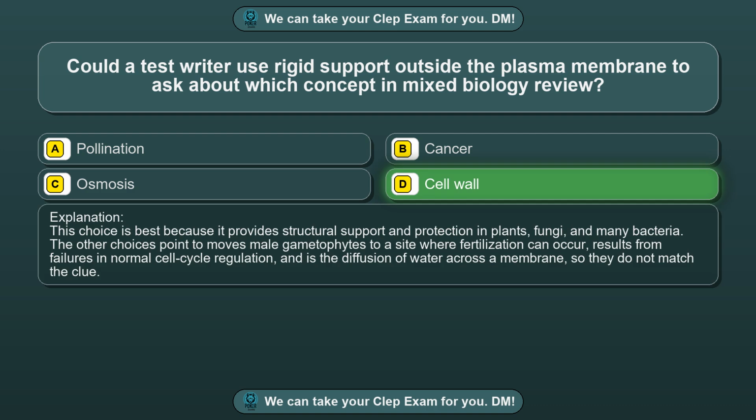This choice is best because it provides structural support and protection in plants, fungi, and many bacteria. The other choices point to moves male gametophytes to a site where fertilization can occur, results from failures in normal cell cycle regulation, and is the diffusion of water across a membrane, so they do not match the clue.